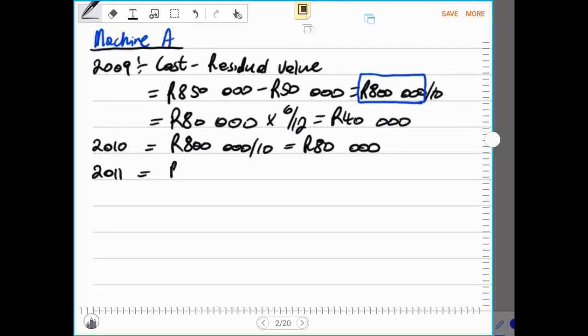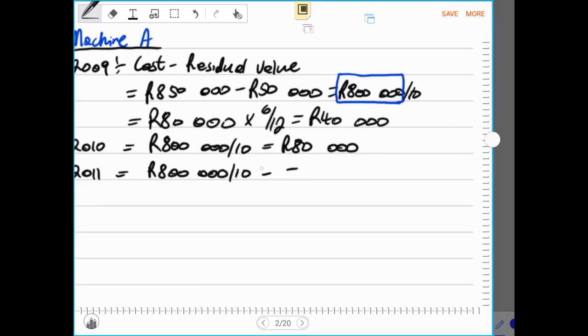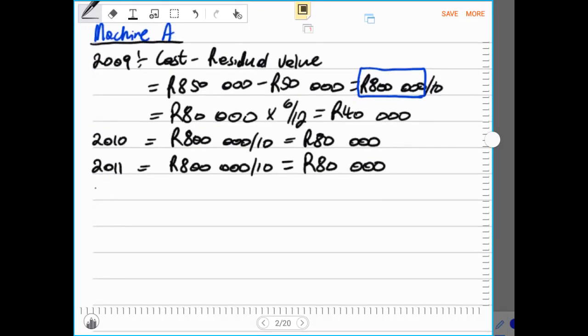2011 depreciation will also be the same, but I just want to do all these short calculations that are simple so that we understand the simplicity of this question. But you don't have to do this at all times, always calculating. You can just times this by the number of years. So in the year 2012, we will get the same depreciation of 80,000. Again 800,000, which we divide by the useful life of 10 years, and this will give us again 80,000 rands.